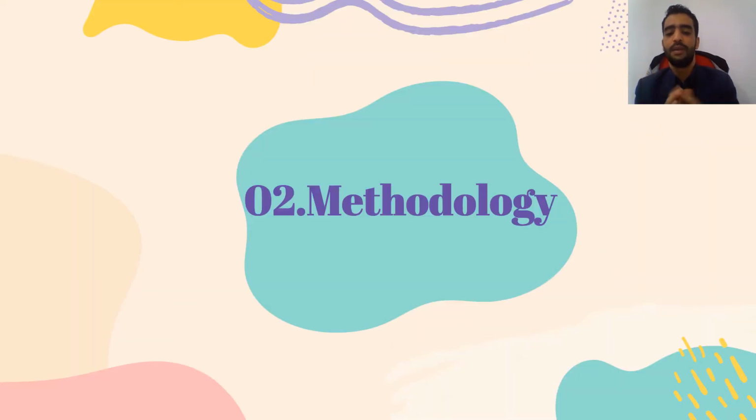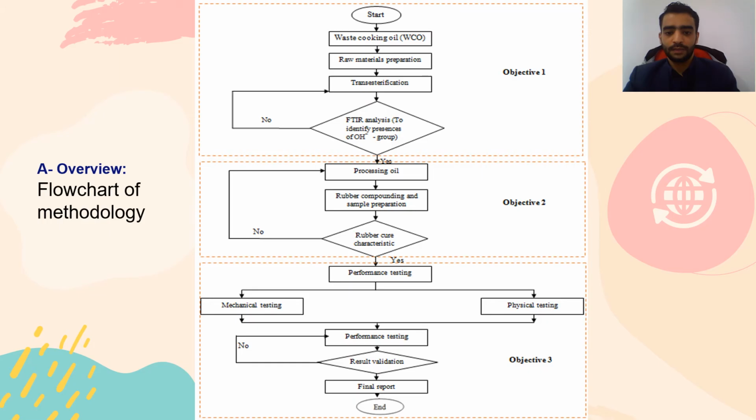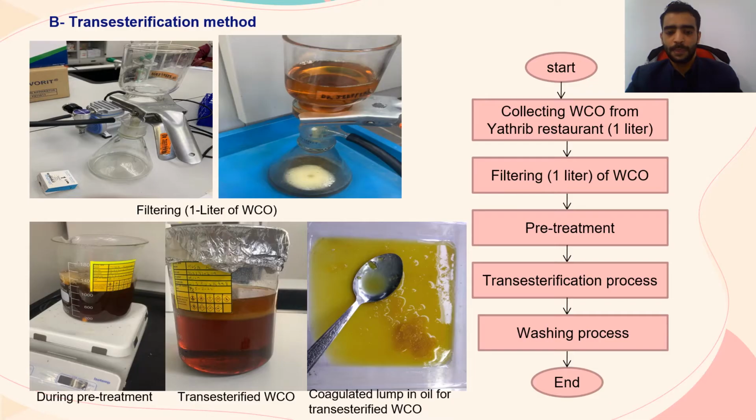Secondly, we have the methodology part. In the methodology part, we have the overview and flow chart of the methodology of this project, which explains how I achieved all objectives step by step. And on this part, I will try to explain the transesterification process.